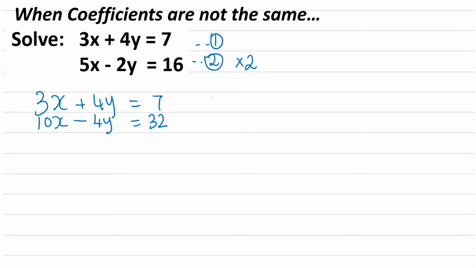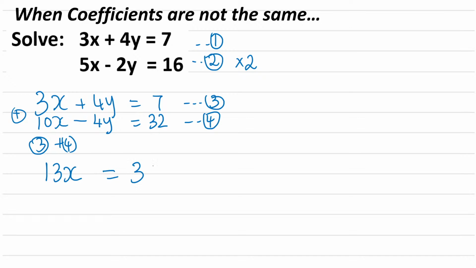Okay, so now I can say this is equation 3 and this is equation 4, even though equation 3 is the same as equation 1. Okay, they have opposite signs, so same coefficient but opposite sign. It means I'm going to add the two equations. So if I say equation 3 plus 4, what do I get? 3x plus 10x, this will give me 13x. So plus 4y plus minus 4y is now going to be 0. So this is equal to 7 plus 32 is 39.